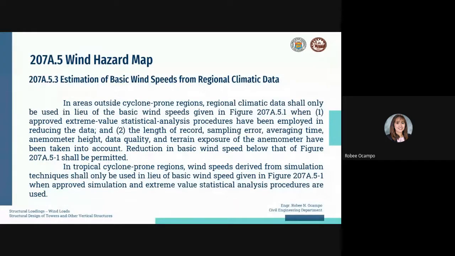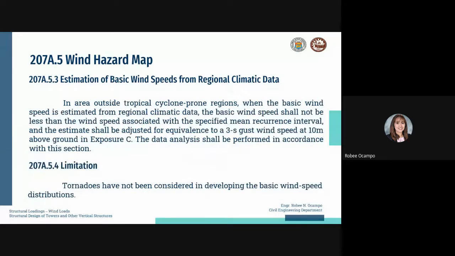Okay. Para naman sa tropical cyclone-prone regions, the wind speeds derived from simulation techniques shall only be used in lieu of basic wind speed given in the figure when approved simulation extreme value statistical analysis procedures are used. So, kung wala naman tayong available data for that, we'll still be sticking to the values indicated in the figure from the NSCP. Okay?